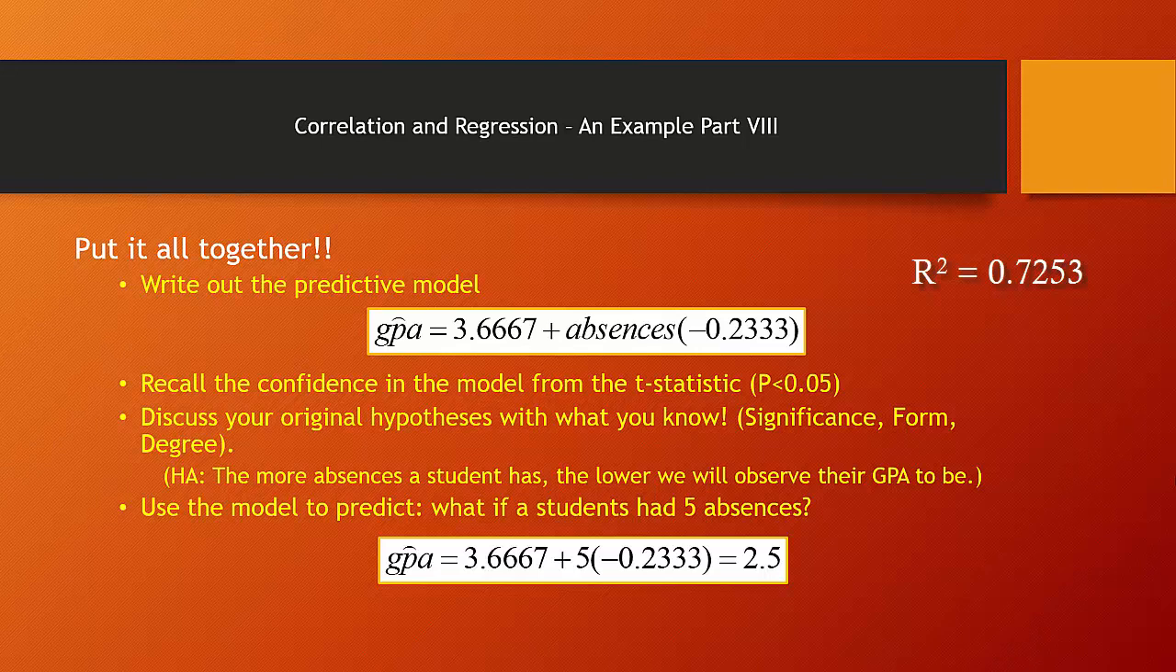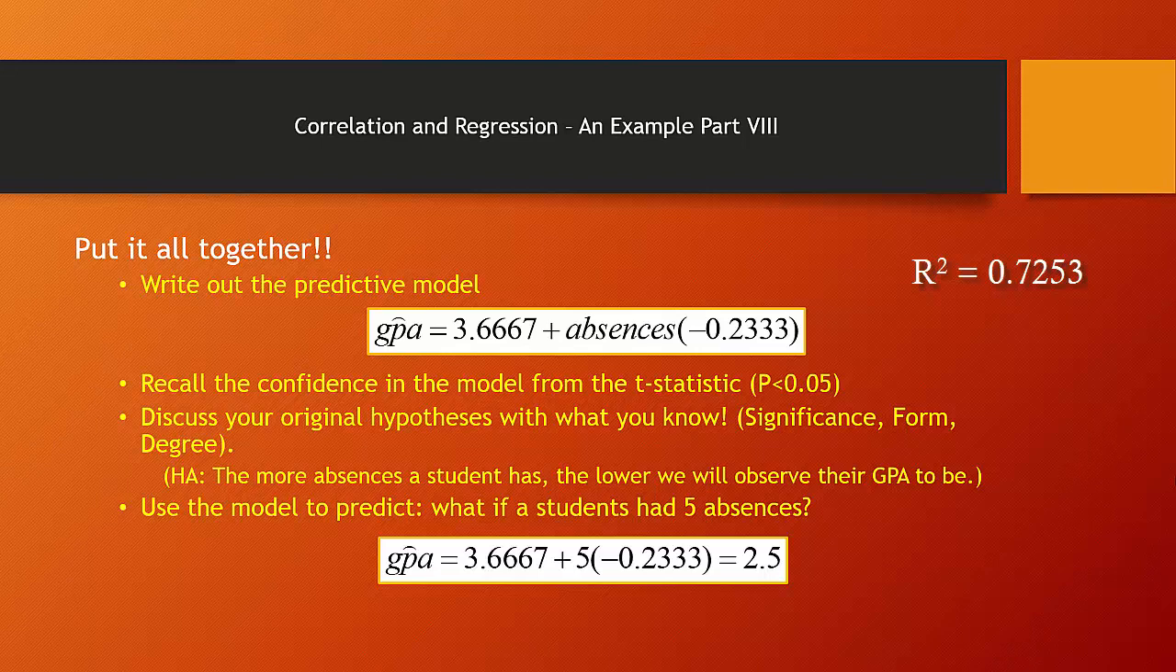Finally, we can look at some of these other features here in the model. We can say for each additional absence, we would expect a student's grade point average to go down by 0.233 of a grade point. And we can even use this model to predict a grade point average for students.